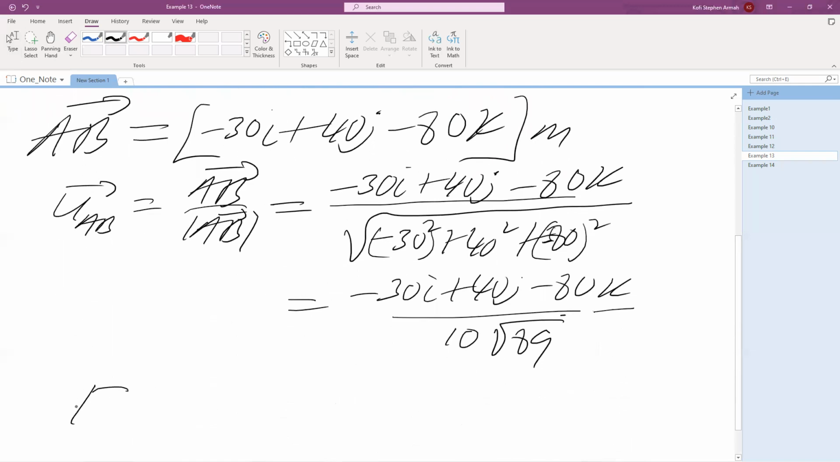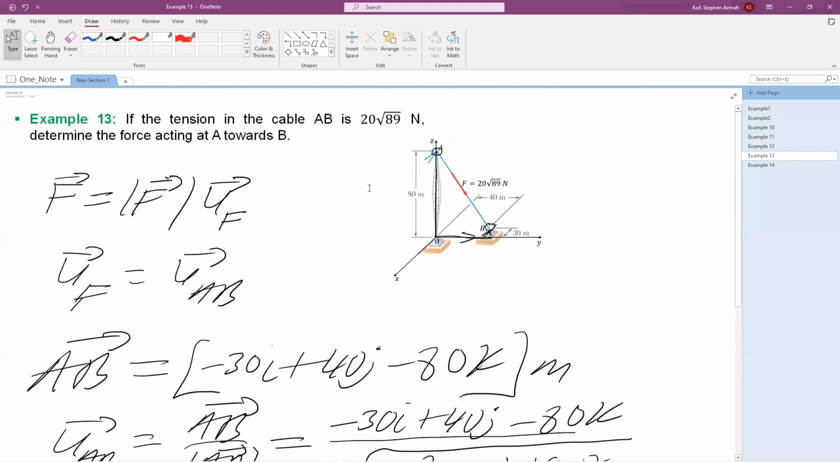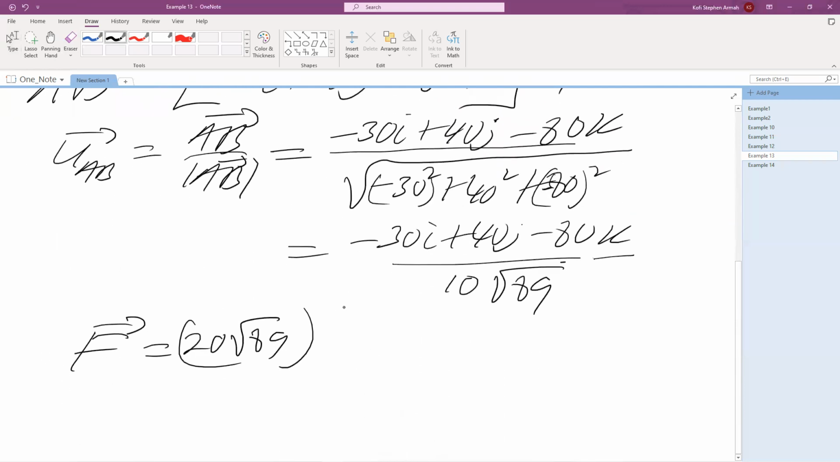The force F in IJK is equal to, I'll do this in a better way in the next example, 20 root 89. What is the tension? The tension is the magnitude, isn't it? The tension, that is the magnitude of F, is 20 root 89 in newtons, times the unit vector. So take note about this trend. I didn't need to write everything; I could have gone directly and written this.